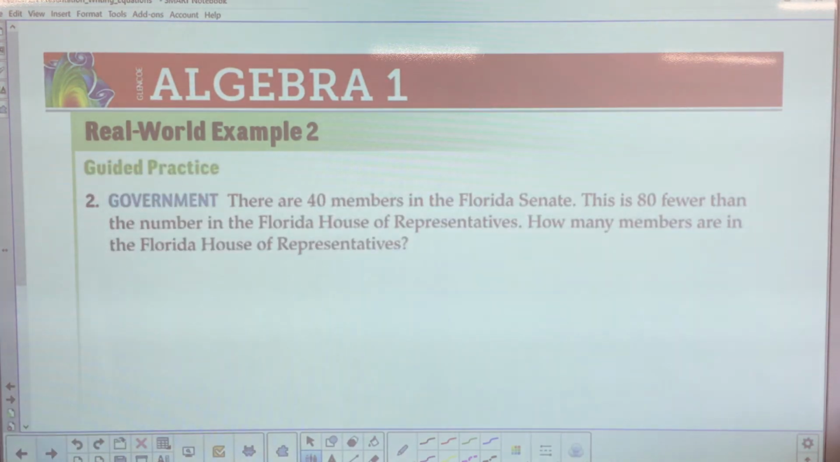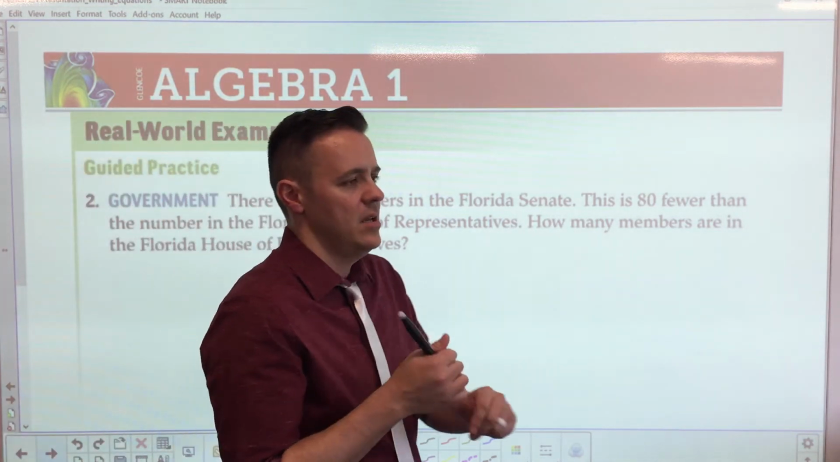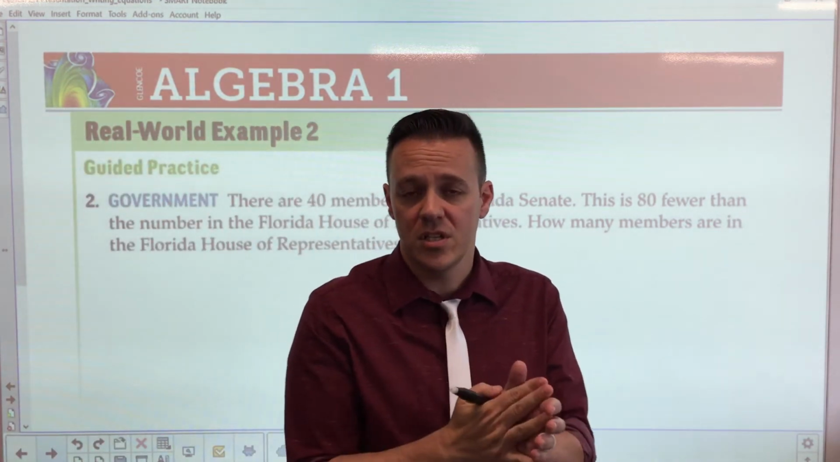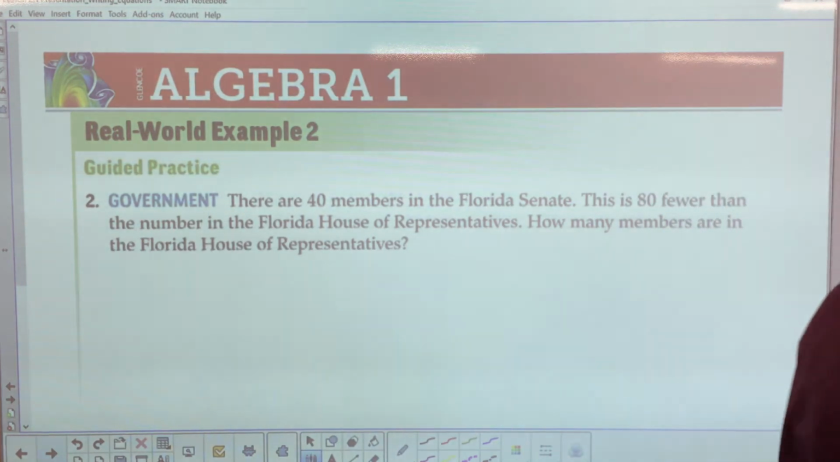Now what I want you to do is, remember, like I said, write it down as you see it. Look at this word problem, think about it, and go from there.